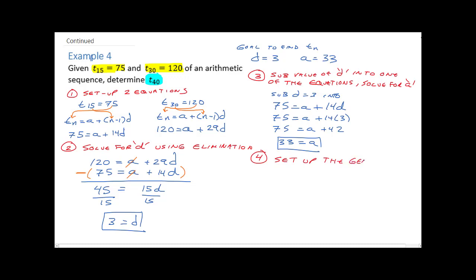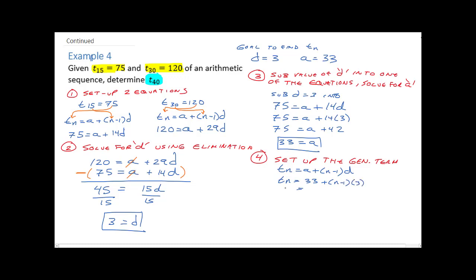Remember, the general term is just Tn equals, right? That formula. All right, so here we go. Tn equals A plus n minus 1 times D. Because with a question like this, instead of asking what's T40, you might just say what's the general term? What's A and D, right? So we need this first. So A is 33 plus n minus 1 times D, which is 3.